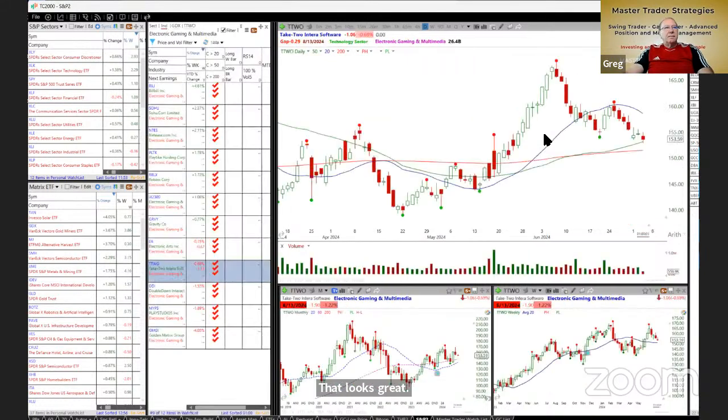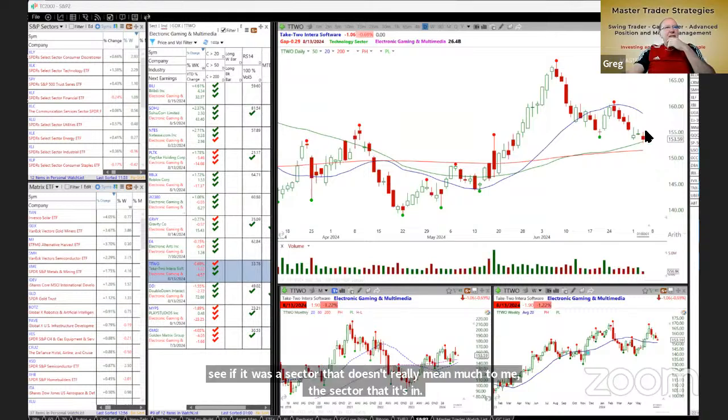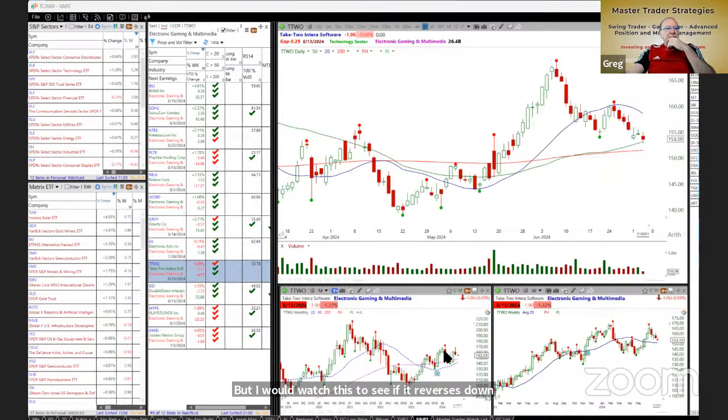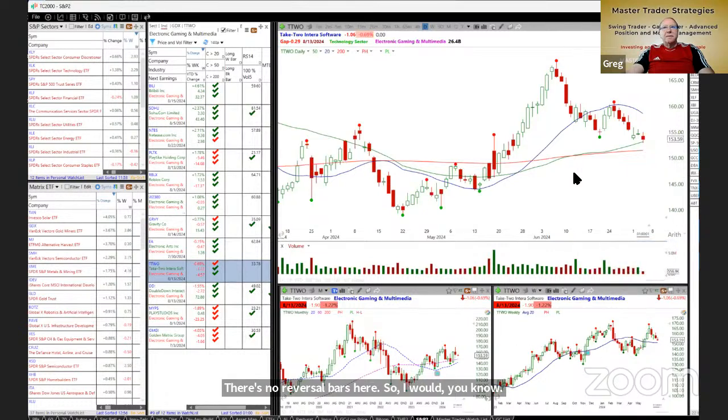TTWO. You know what, JR? I would watch this for a turn on Friday. And the reason for that would be you got these converging moving averages here. Electronic gaming. That's a sector that doesn't really mean much to me. But I would watch this to see if it reverses down here. Overall, it's really not that attractive a pattern. There's no reversal bars here. So I'll just set an alert and see if it turns there.